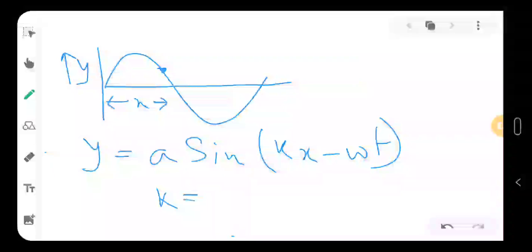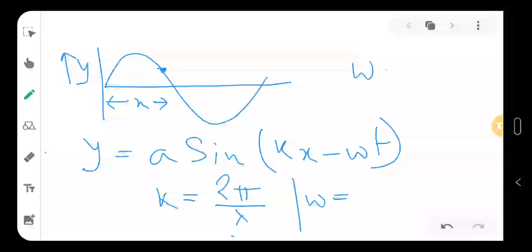So this k is not your spring constant or some restoring constant like that in oscillation. This is something different. This is called the propagation vector, and it is given by 2 pi by lambda. I told you that in the last class. And this omega is nothing but the angular velocity of the wave, not for that oscillation. So you cannot use the formula omega is root over k by m here, because that is for oscillation.